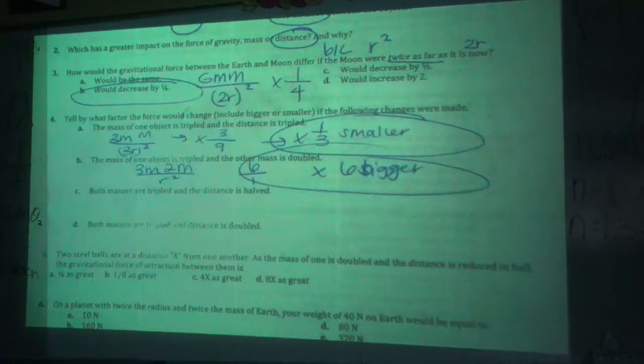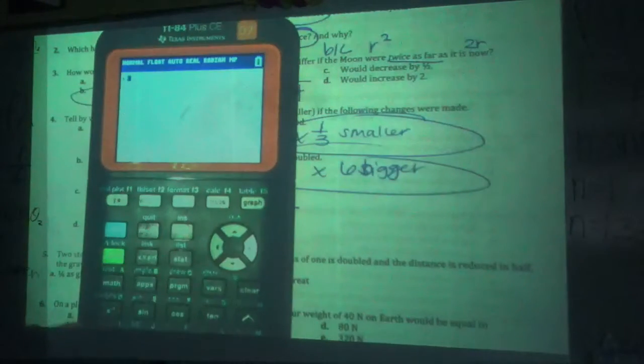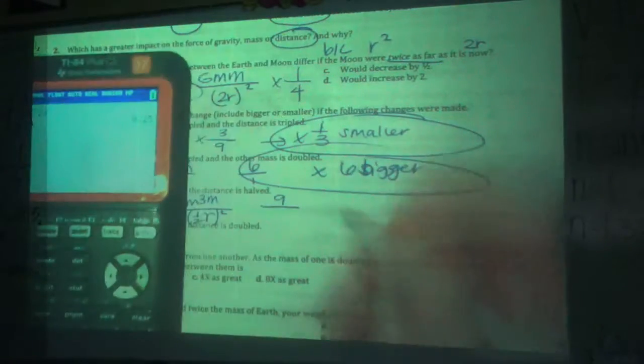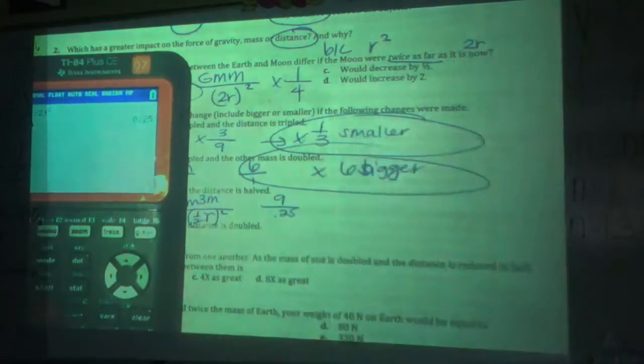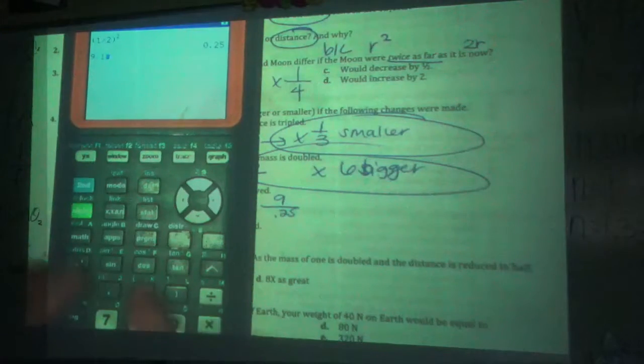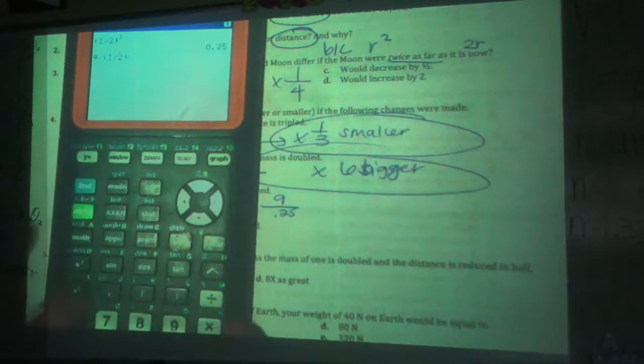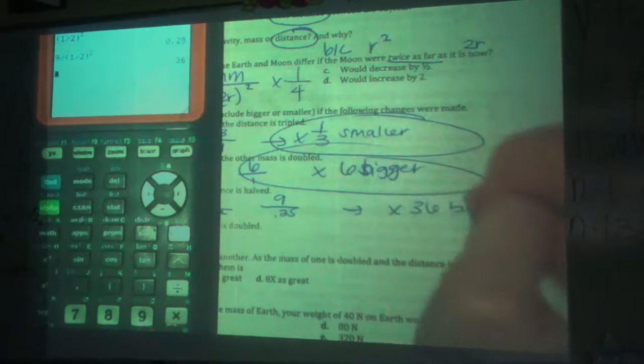Both masses are tripled, so 3m, 3m, and the distance is halved, like this. So that's a factor of 9 on top, and then we want to be careful here, because 1/2 squared, and we need to put parentheses around it, is actually like 0.25. So then 9, or you can do it all at once, 9 over parentheses 1/2 squared. That gives me 36, so times 36 bigger.